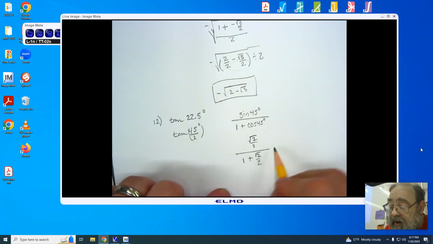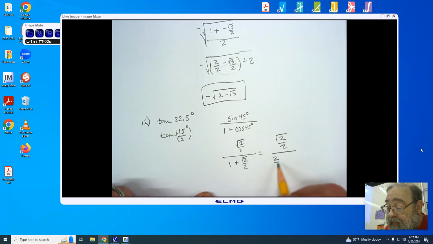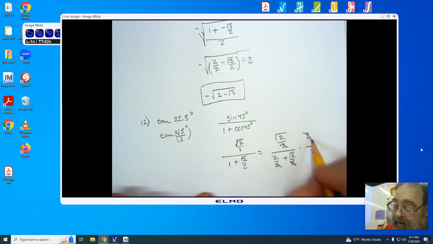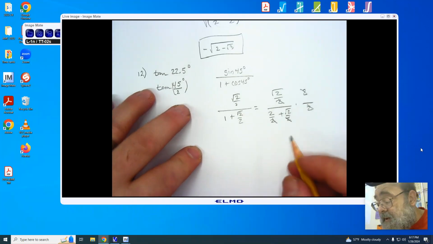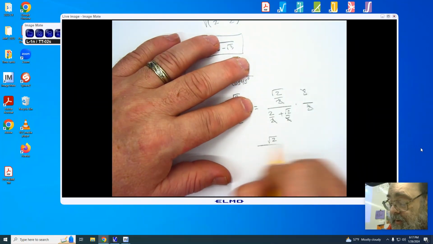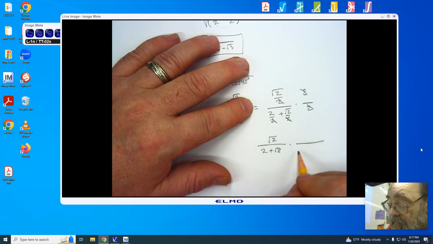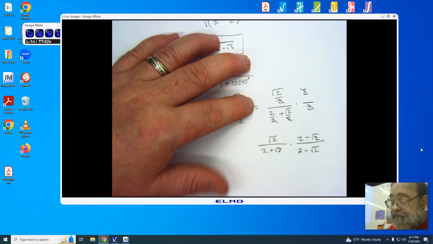Now I'm going to get the common denominator. Root 2 over 2 divided by 2 over 2 plus root 2 over 2. If I multiply the top and the bottom by 2, I get rid of the denominators from the numerator and the denominator. Notice that I now have something that's a lot simpler to work with. I have root 2 divided by 2 plus root 2. And all I have to do is get rid of the radical by multiplying by its conjugate. Remember, what you do to the bottom of the fraction, you have to do to the top.